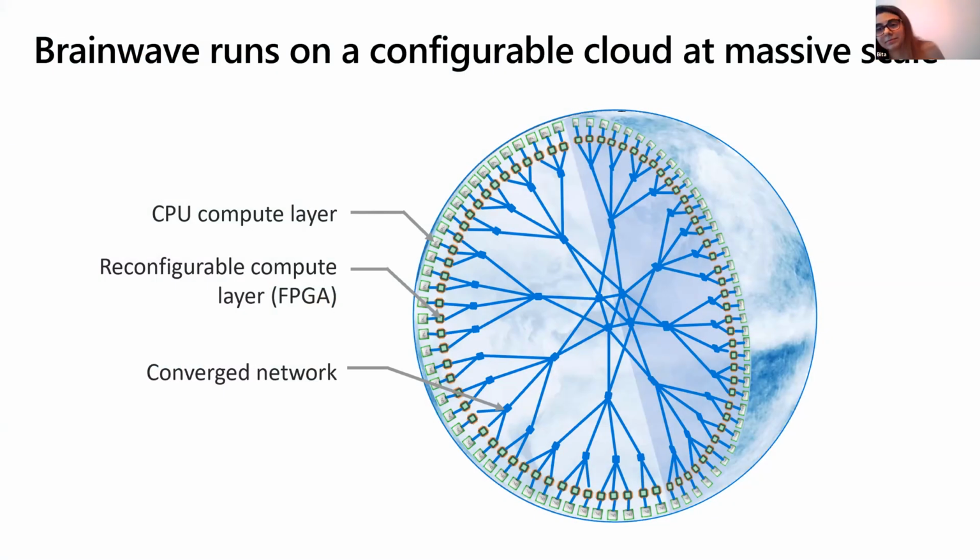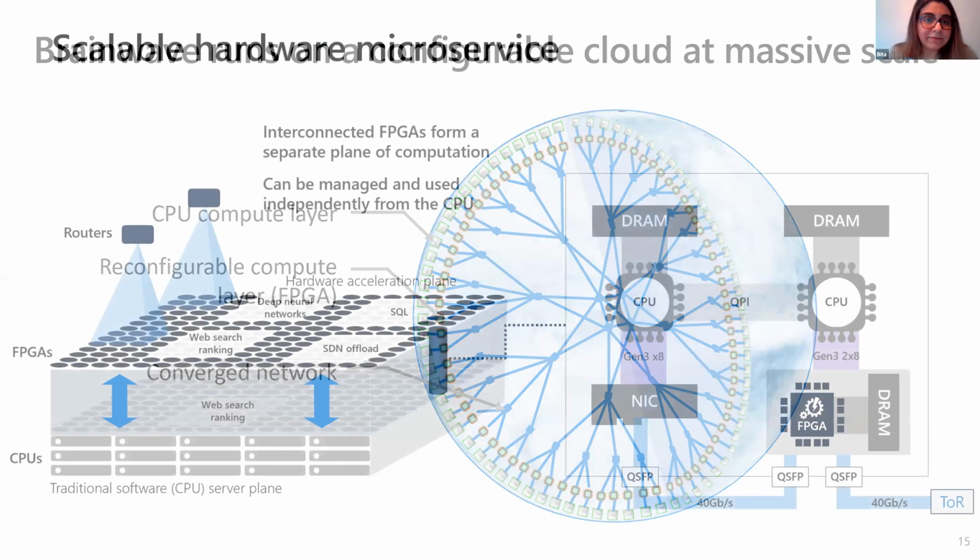So how does this efficient infrastructure look? At the outer layer, or on the edge, we have the CPU compute layers. At the center, we have the converged network at data center scale, and we have FPGAs, or configurable fabric, sitting in between the two.